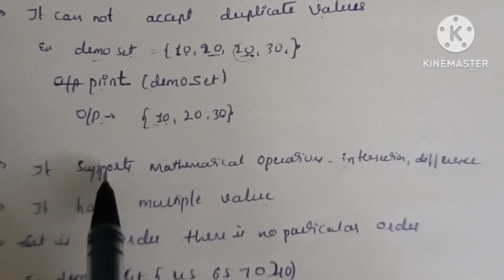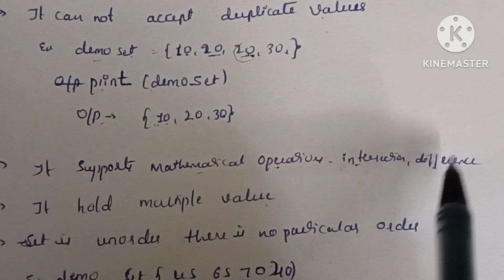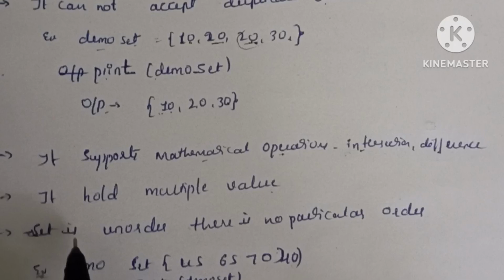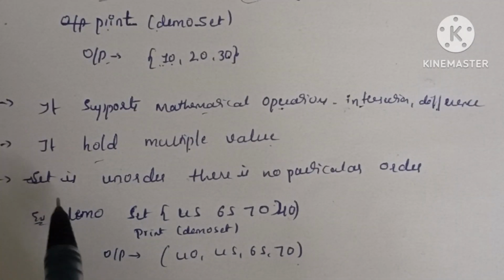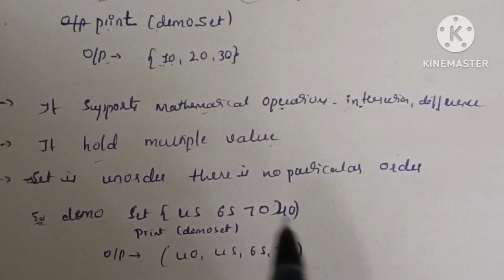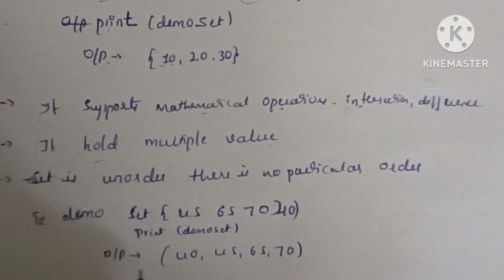Then the next point: it supports mathematical operations like intersection, difference, addition, like that. And it also holds multiple values. And set is unordered, which means there is no particular order. You can't write ascending or descending, like that.